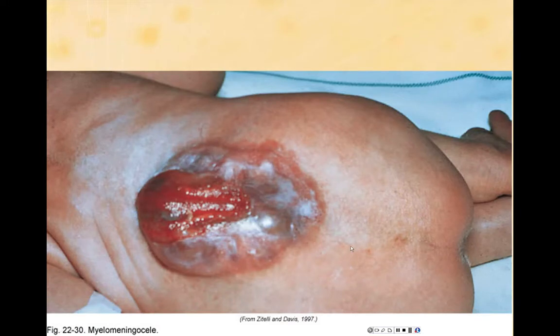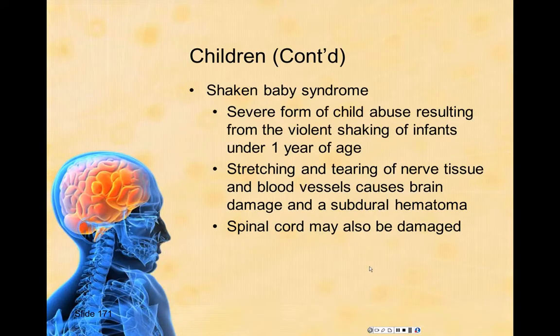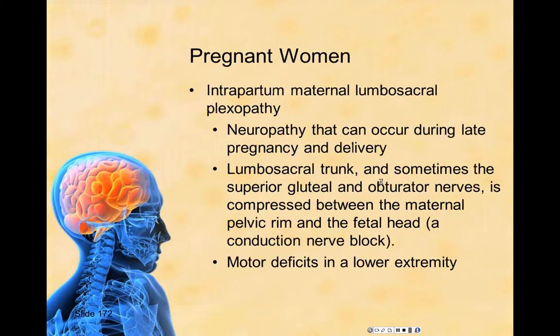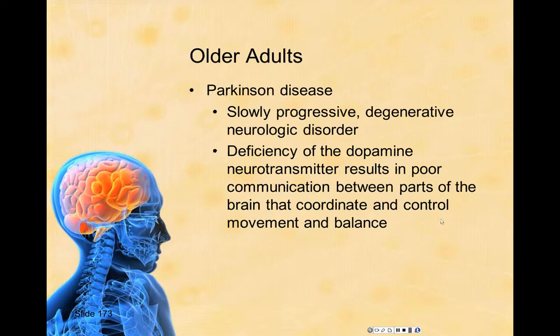Shaken baby syndrome is something you may or may not have heard about, but it's a severe form of child abuse resulting from the violent shaking of infants under a year of age, which causes stretching and tearing of nerve tissue and blood vessels, can cause brain damage and subdural hematoma, and can also damage the spinal cord.